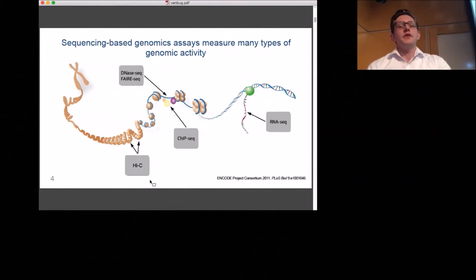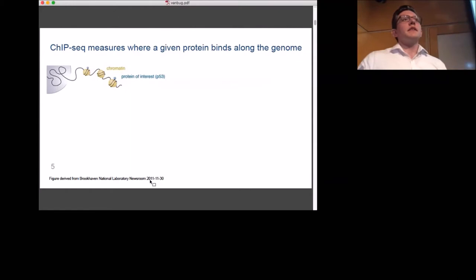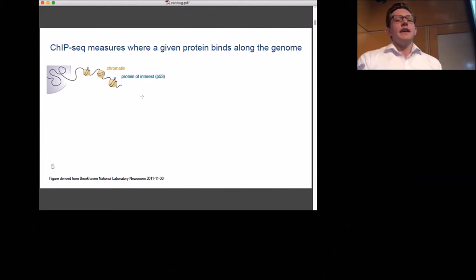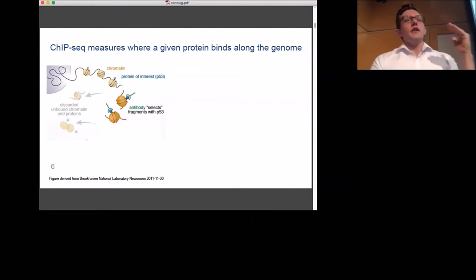I think a lot of people here are familiar with this type of assay, but just for anyone who isn't, here's an example of how these experimental approaches work, using ChIP-seq. ChIP-seq measures where some protein of interest binds. In this case, we're looking at the protein P53. Here is a cell in some tissue, maybe liver cells in a human, and the DNA is here in the nucleus, wrapped around nucleosomes, and bound to our protein of interest, which is the blue dot, the P53. The way ChIP-seq works is we cross-link and fragment the genome.